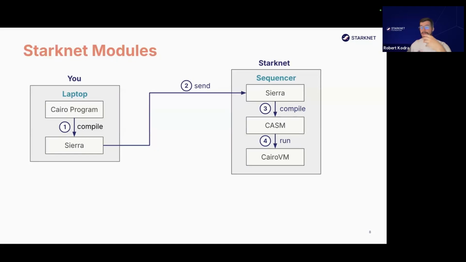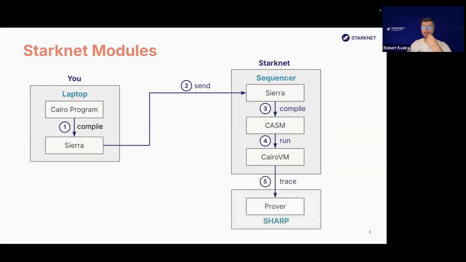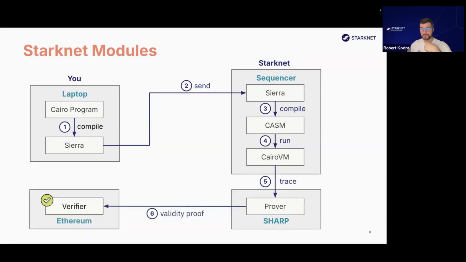What happens is that it creates the trace of this execution, and it will send it to the prover, another module, which here is called Sharp. It's called Sharp because it's an abbreviation of shared prover. This shared prover is basically shared with other protocols, with Starknet and others, but we'll get to that in a second.